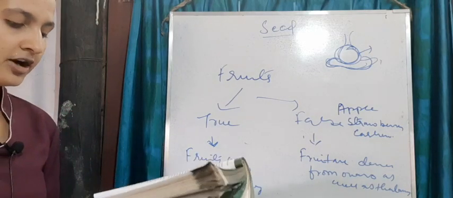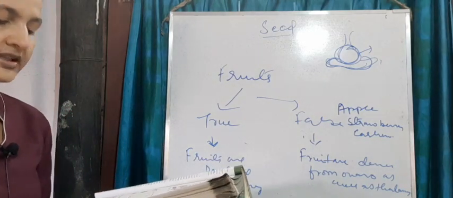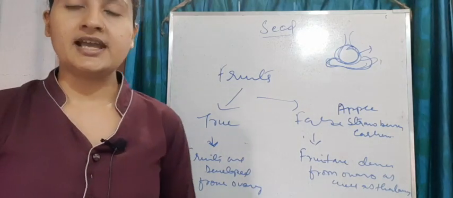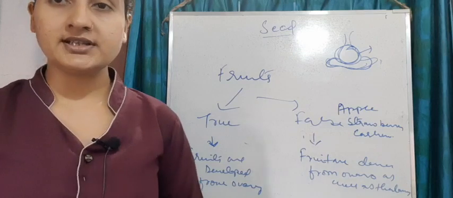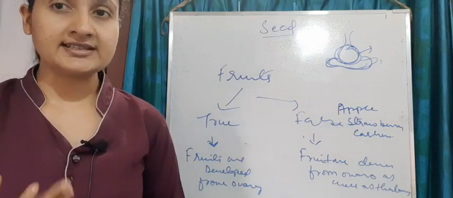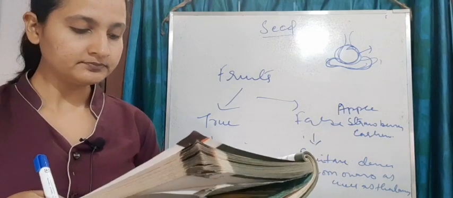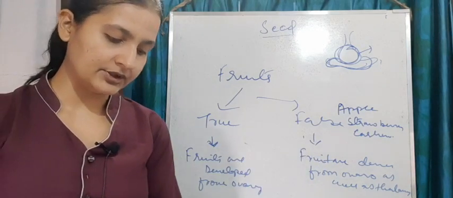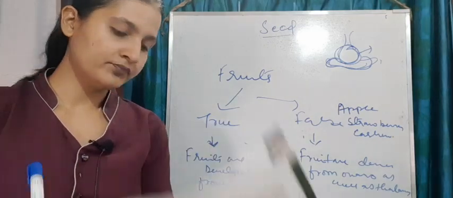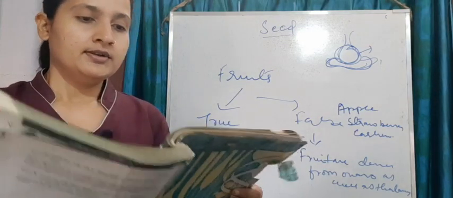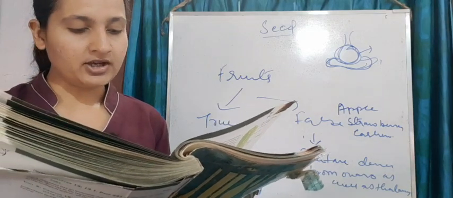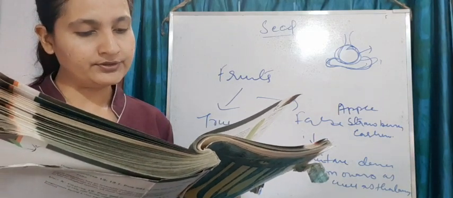So in parthenocarpic fruits, what happens? The fruits which develop without fertilization, when no fertilization takes place, that is called your parthenocarpic fruits. An example is banana. I hope that this is clear to you. So this is all about your seed, right? Let me just check if anything is left out here.